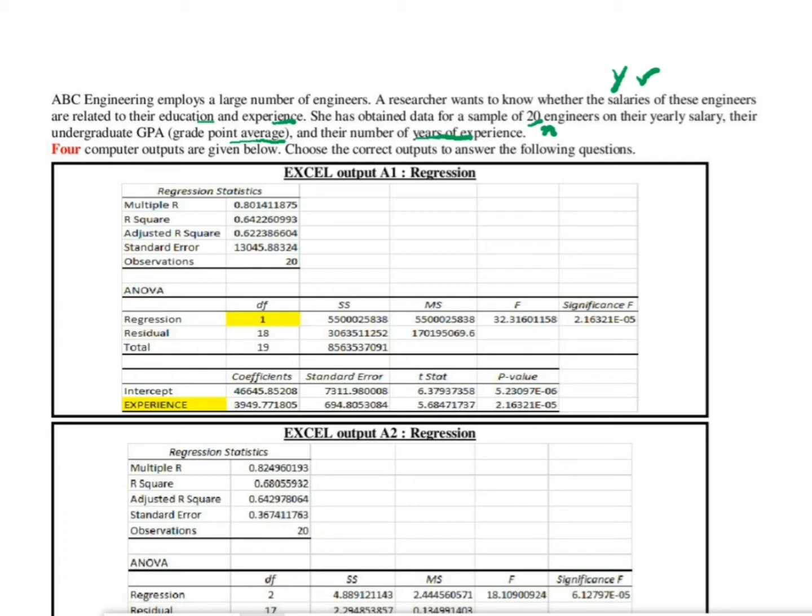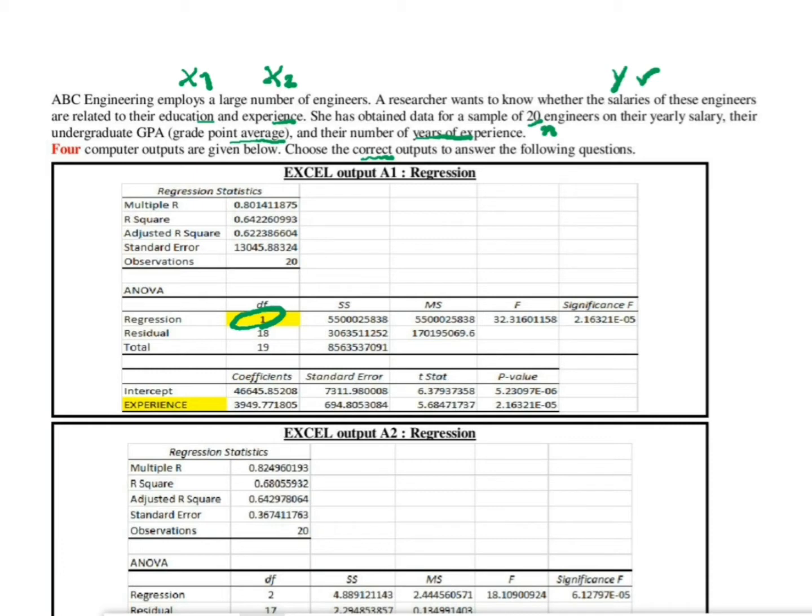4 computer outputs are given below. You have to choose the correct output. So y is salary, x1, predictor 1, is education, and x2, the second predictor, is years of experience. Now check here, you see regression in yellow. Regression degrees of freedom 1. Here the number shows the number of predictors.